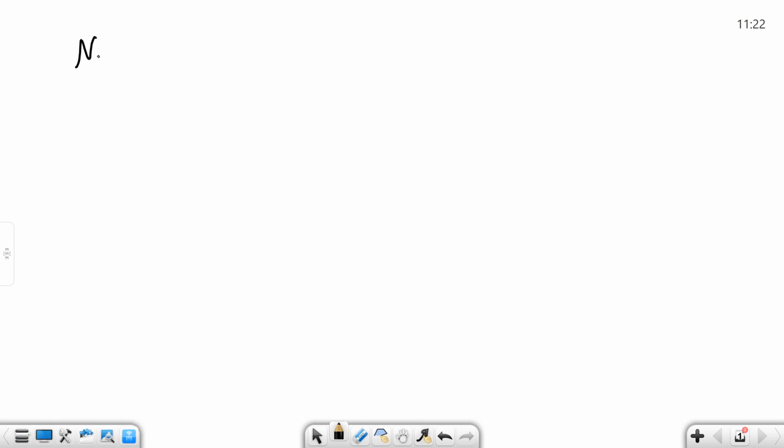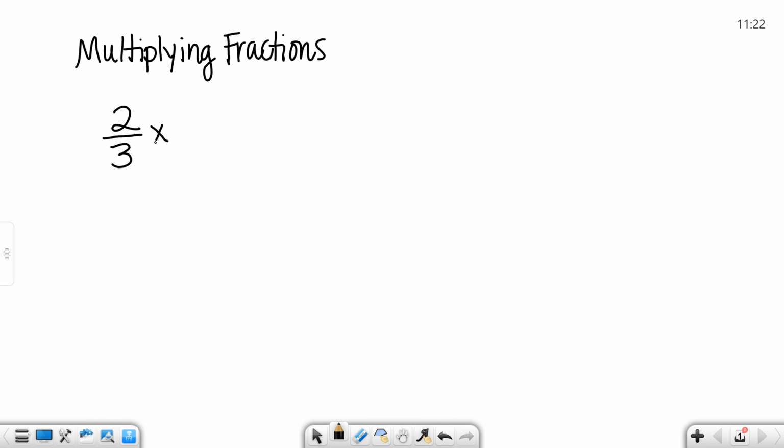Okay, let's look at multiplying fractions. We're going to start with 2/3 times 9/11. Now, when we multiply fractions, the rule is that we just multiply straight across. We multiply the numerator times the numerator and the denominator times the denominator. And we can do that here, and we would get 18 over 33.